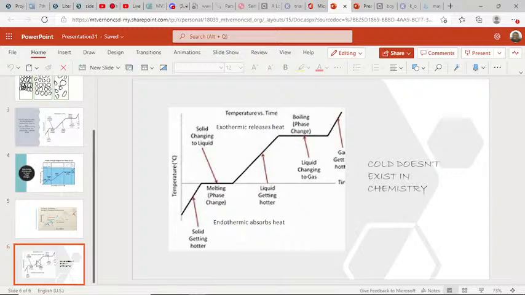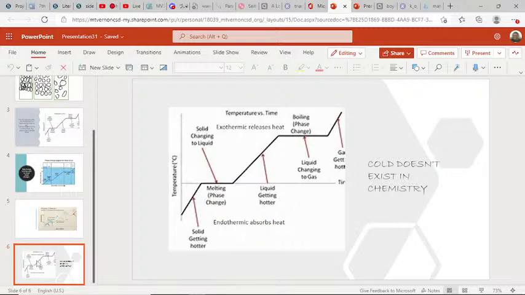With this diagram, when it starts to melt and boil, we consider those to be endothermic phases, which means that it absorbs heat. Exothermic releases heat.